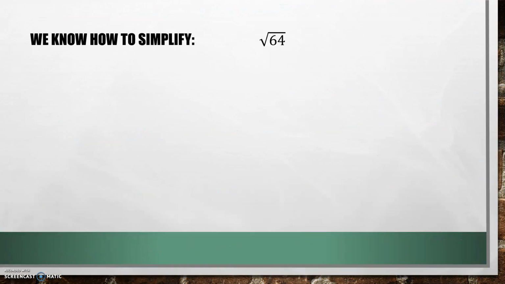So we have seen square roots in the past when we did the quadratic formula or solved by taking the square root. And we know how to simplify into a whole number, something like the square root of 64. This is equal to 8. We could also do the square root of 36, which is 6, and the square root of 144 is 12.